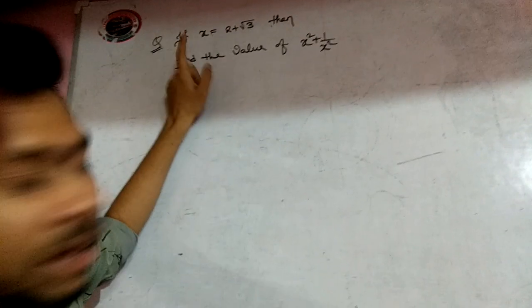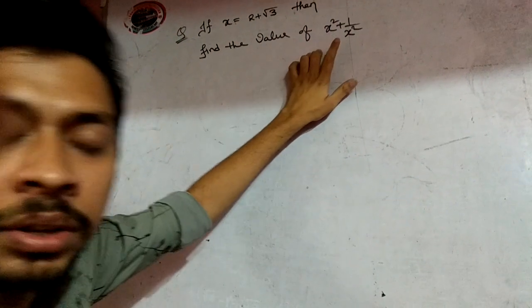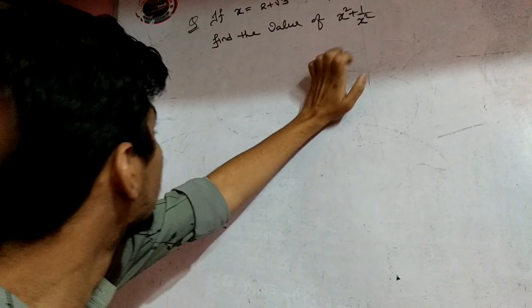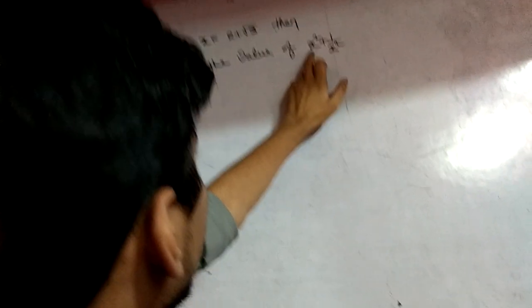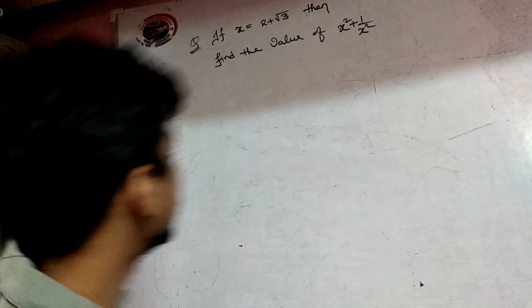Okay, here also we have taken one question. So we are provided with the value of x. X is 2 plus root 3. Then we have to find the value of x square plus 1 by x square. Okay, so here we are having x square, so we have to square this both.